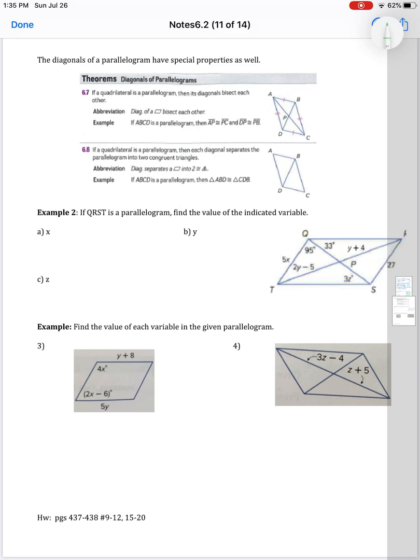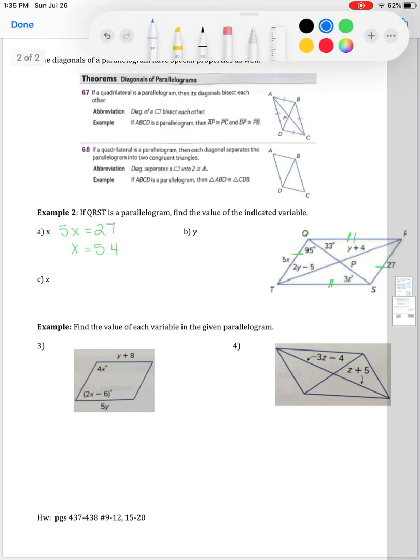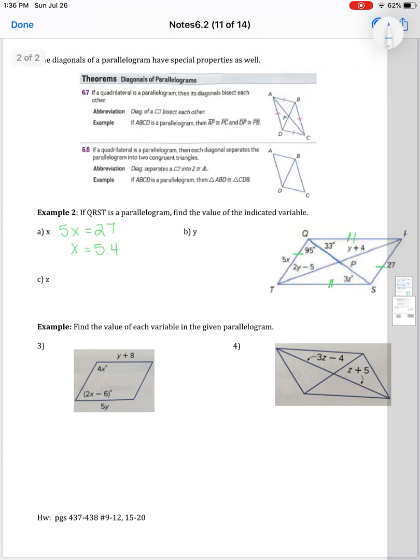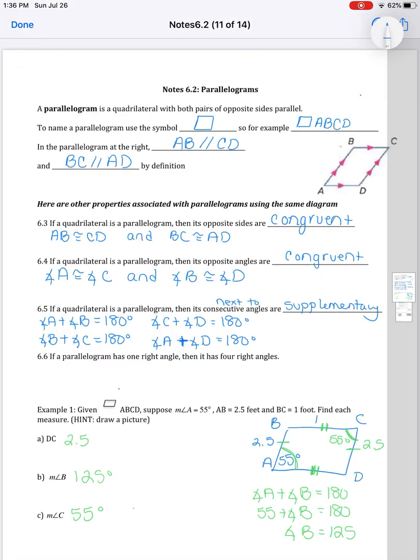All right, two more properties. It says if a quadrilateral is a parallelogram, then the diagonals bisect each other, so they cut each other in half. And if a quadrilateral is a parallelogram, then each diagonal separates the parallelogram into two congruent triangles. I'll say we use the first three the most often: opposite sides being congruent, opposite angles being congruent, and consecutive angles being supplementary. Not the most important, but they're the most used. Now, the diagonals bisecting each other, that's another one.